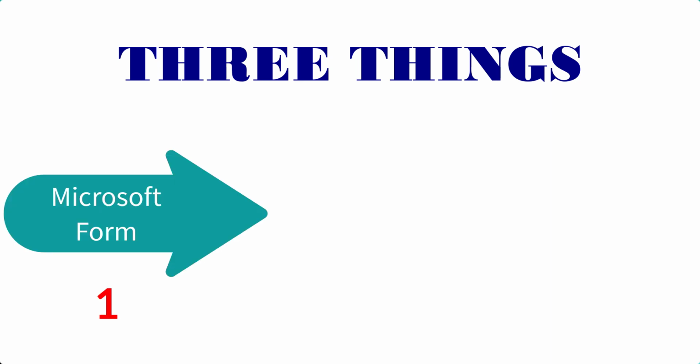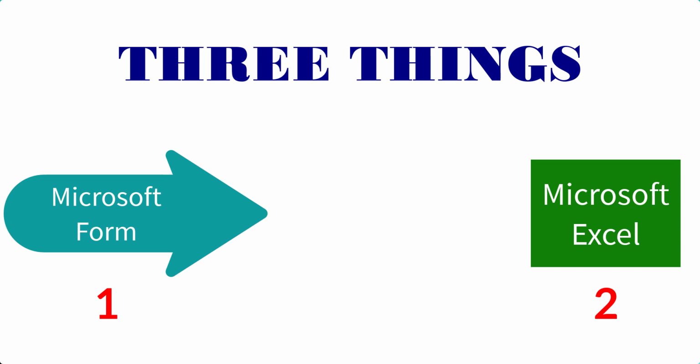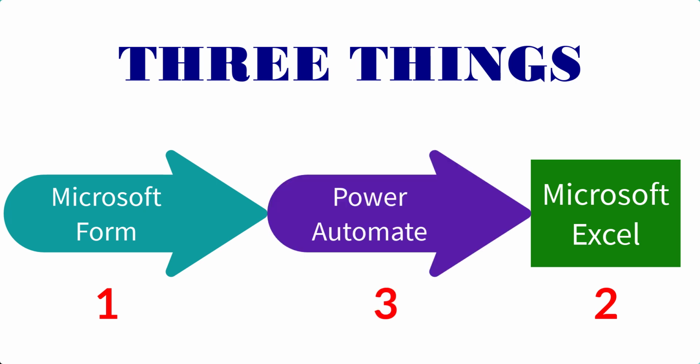So we are going to need three things. Number one, the Microsoft Form. I'll show you how you can create that. Number two, an Excel sheet in which we want to populate our data. And number three, a Power Automate flow that will fetch the data from the form and will place it in the Excel sheet. Please note that for this automation, you will need to have an organizational login to a Microsoft account. A regular free Microsoft account will not have these options.